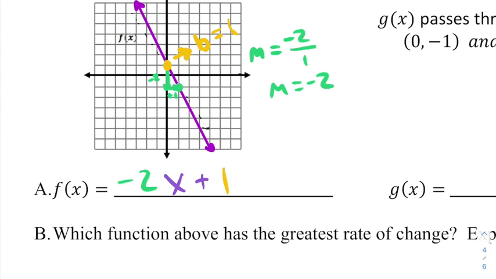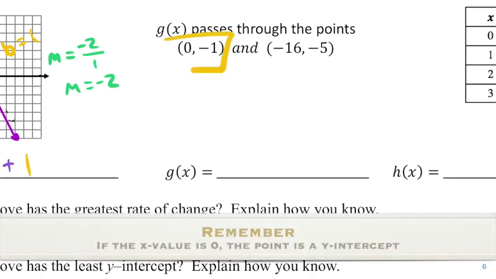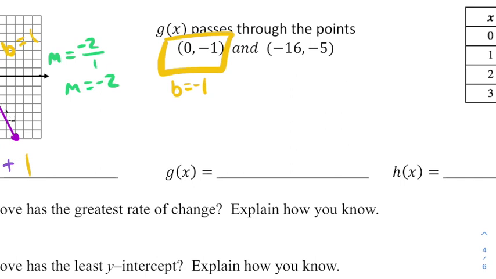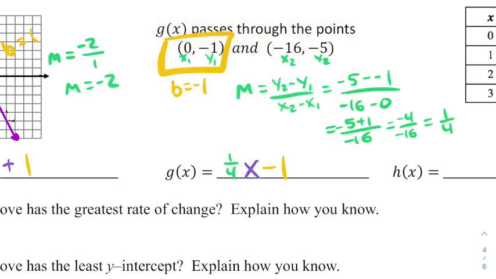Remember, we're used to using y equals mx plus b, but f of x is the same thing as y, so we can write it as f of x equals negative 2x plus 1. In this representation of 2 points, we're given the y-intercept right here, and then if we label these points and use the slope formula, we can calculate the slope. So let's plug those in. Remember, subtracting a negative is the same thing as addition, so we get negative 4 over negative 16, or 1/4. So our equation ends up 1/4 x plus negative 1, which is really minus 1.